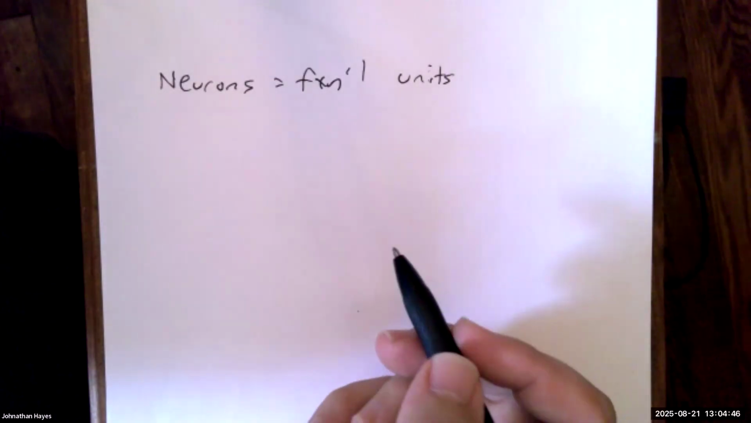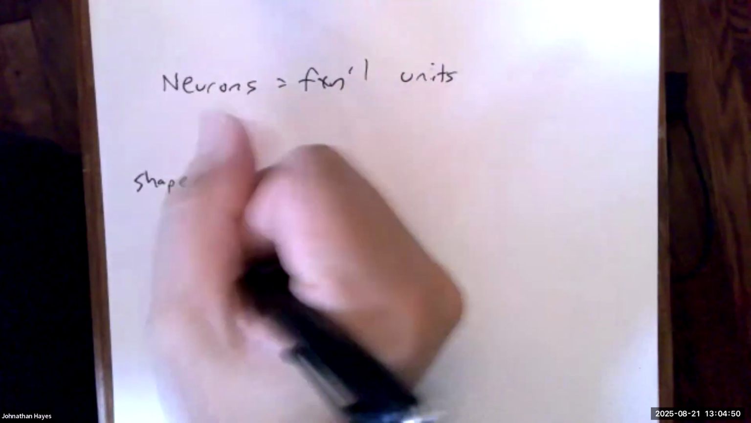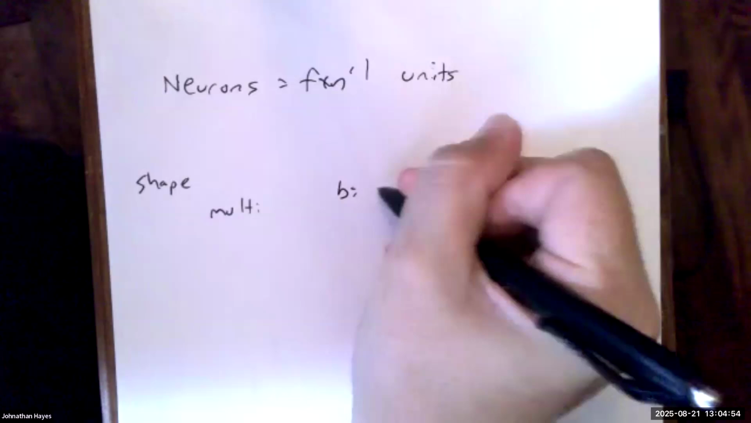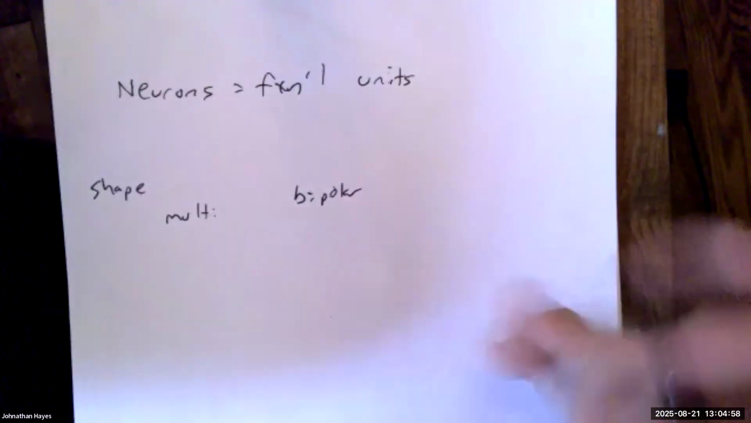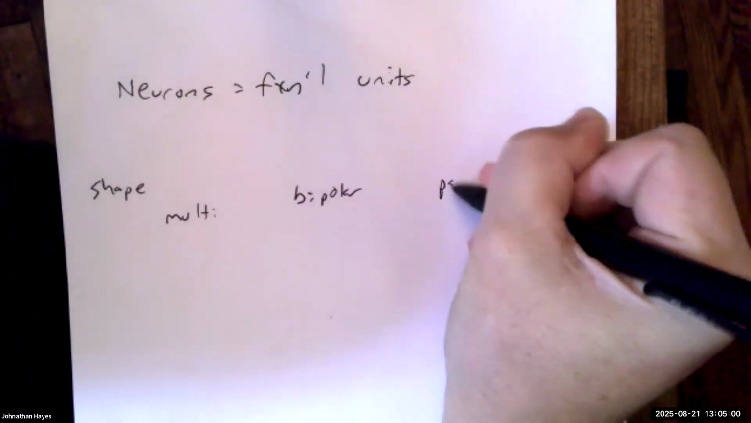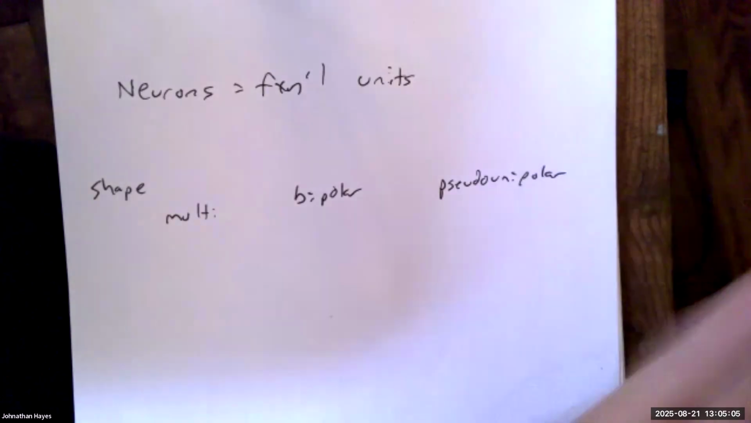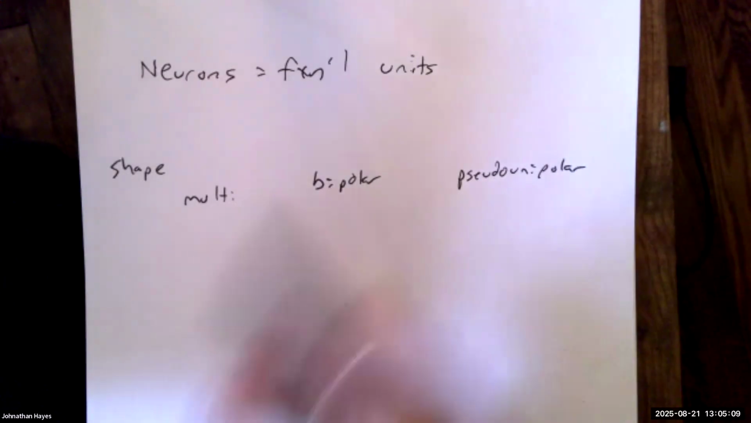And then they get subdivided based off shape. So you end up having, say, multipolar, you have bipolar, and then let's just go ahead and call the other one what it is rather than what it's sometimes referred to as, which is pseudo-unipolar. So pseudo-unipolar is the type that we actually have. Unipolar doesn't exist in humans.